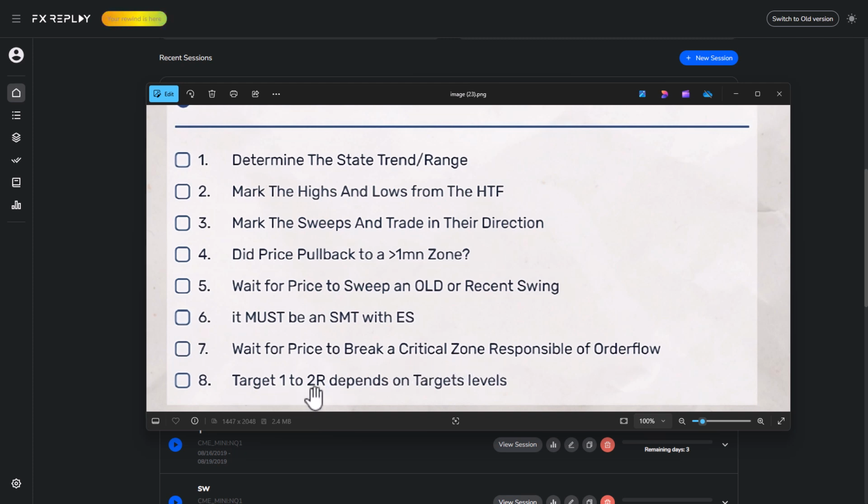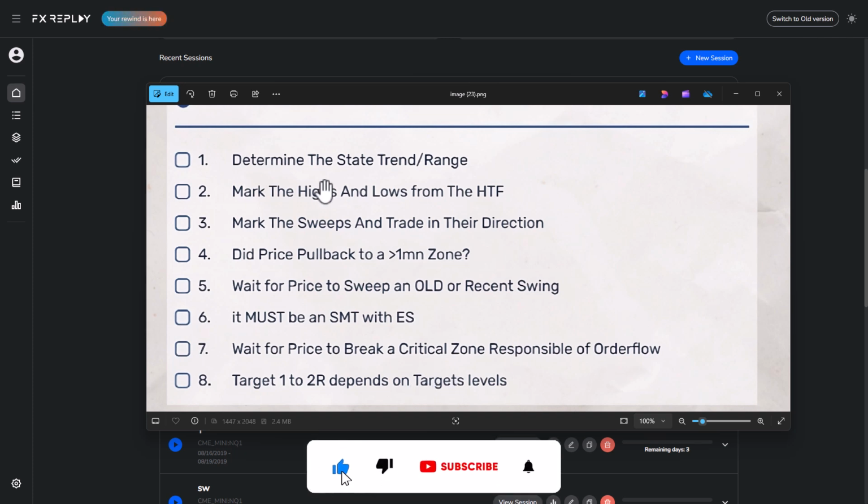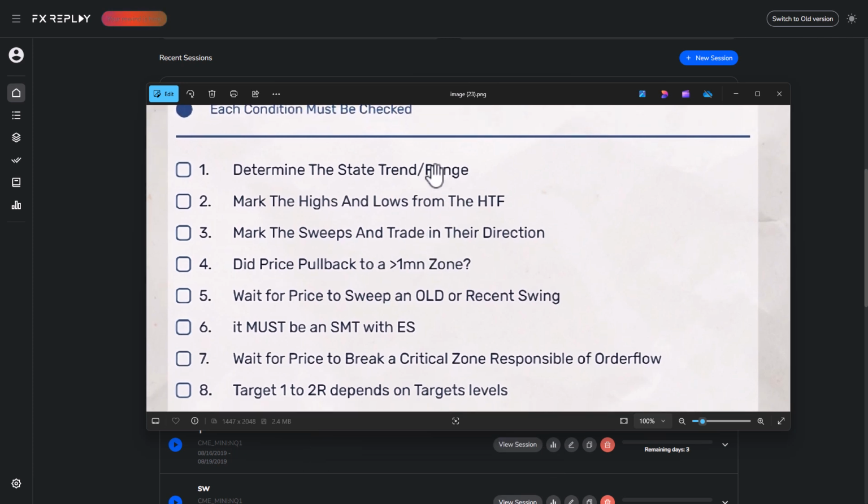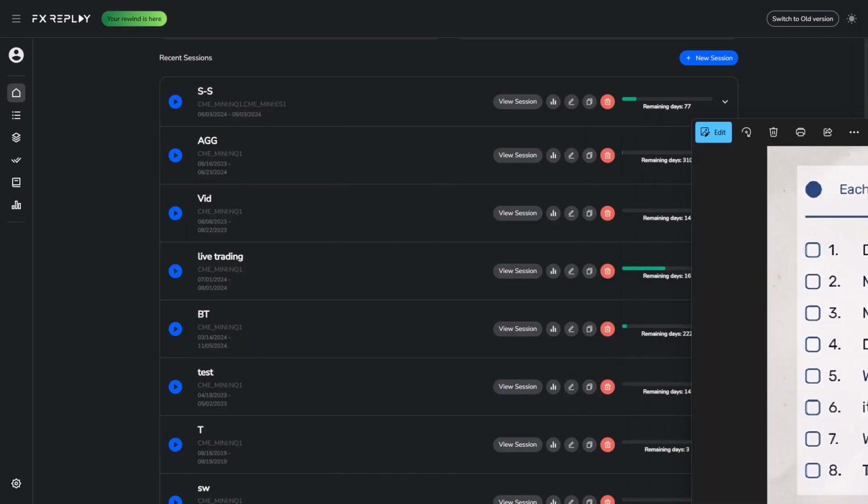And then target 1 to 2R, depending on target levels. Of course, it can be higher; again, that depends on target levels. So that's the checklist that I will use in my backtesting sessions, and you will see how easy it is to identify trades. So let's put this to the side.